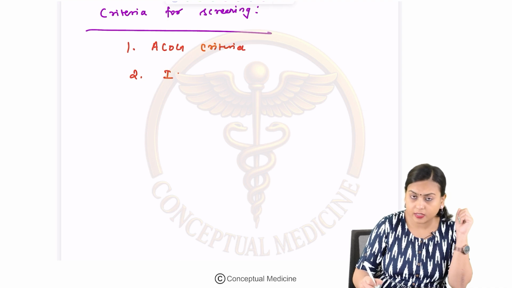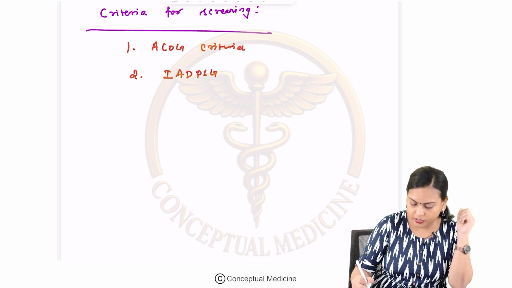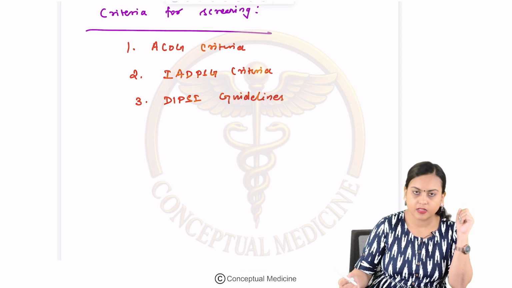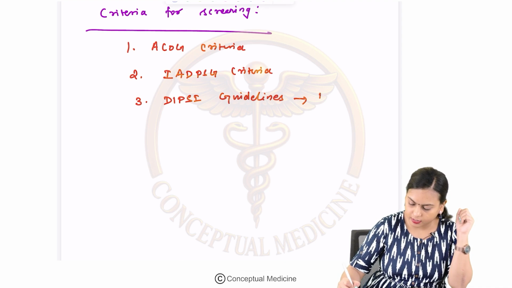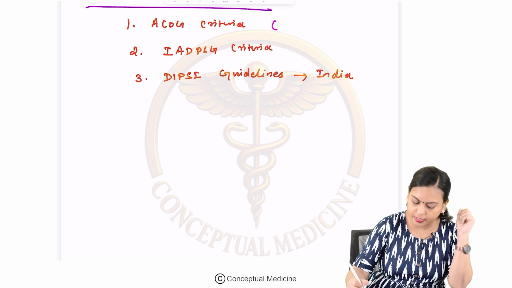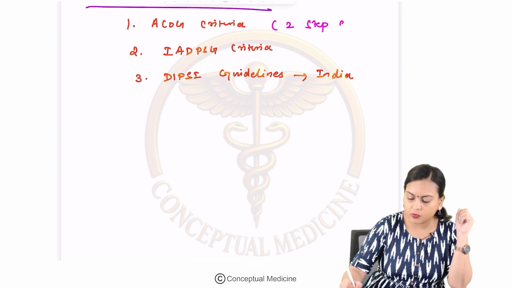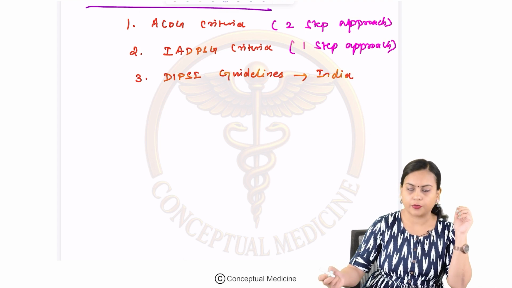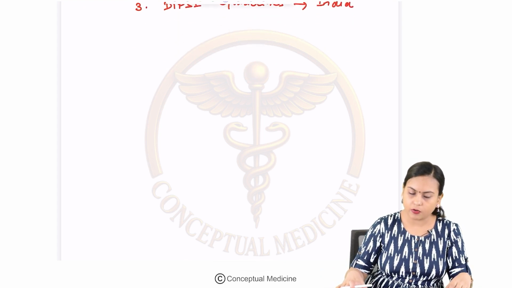Okay. We have the IADPSG criteria, and we have the DIPSI guidelines. This is followed in India. If you take ACOG criteria, this is a two-step approach. And if you take IADPSG criteria, it is a one-step approach. So, this alone you remember for now. Clear? Now, we will see one by one.